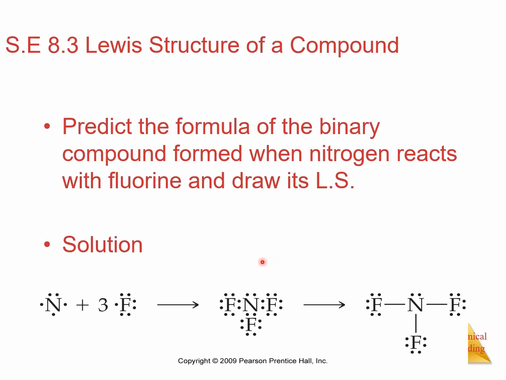Now, in this sample exercise, Lewis structure of a compound, predict the formula of the binary compound formed when nitrogen reacts with fluorine and draw its Lewis structure. This is nitrogen, group 5, it has 5 valence electrons, plus fluorine, group 7A, with 7 valence electrons. So we need 3 fluorines to bind to one nitrogen, as you can see here. And this is the final Lewis structure.